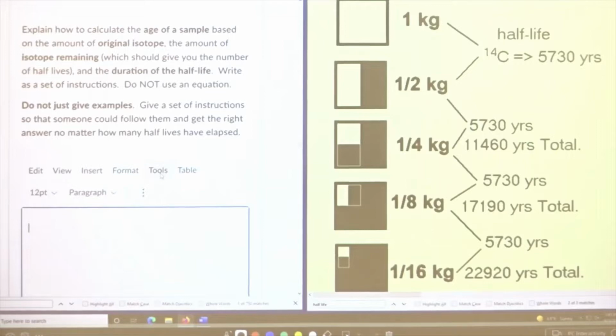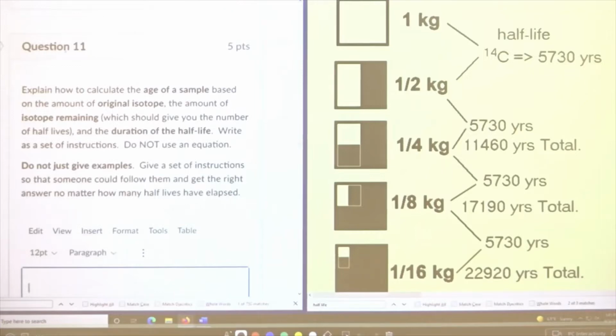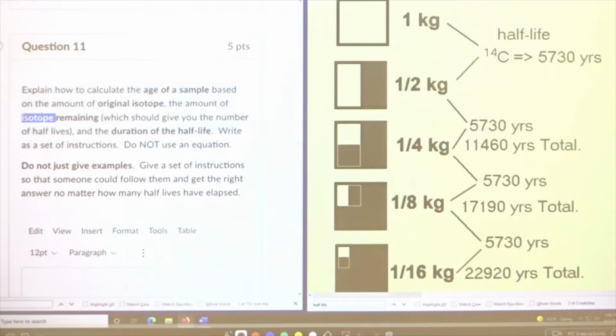Okay, now we're going to start figuring out how to actually calculate radiometric dates. This is question 11, which we temporarily skipped. And here, what I'm asking you to do is calculate the age of a sample based on the amount of the original isotope. Based on means you know that already. Based on the amount of isotope remaining, and based on how long each half-life is.